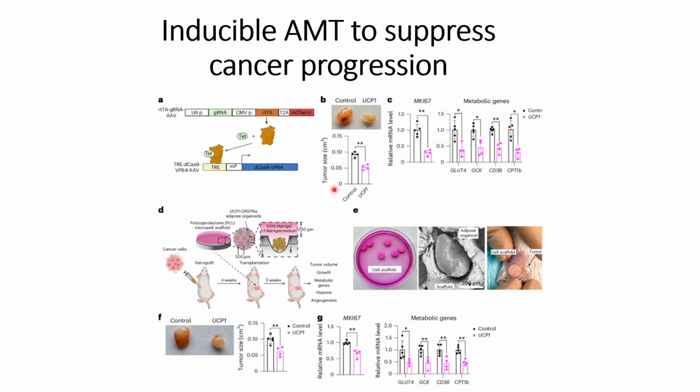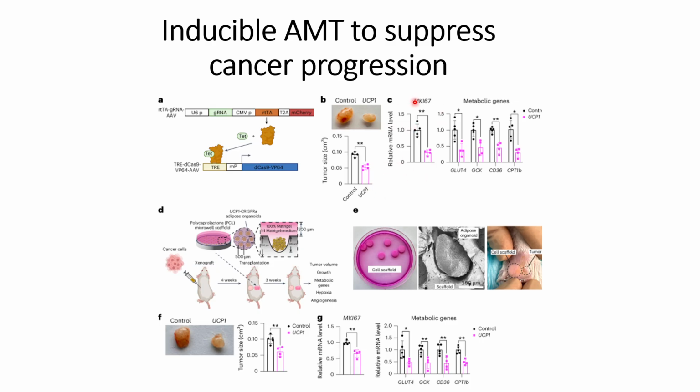Then what we have seen is that in the case of control, where the tumors are co-transplanted with this control AMT, they see some tumor size, but when the tumors are co-transplanted with this UCP1 genes upregulated AMT, they are able to see a decrease in the tumor size. So in this case, it's an inducible AMT that is co-transplanted along with tumors.